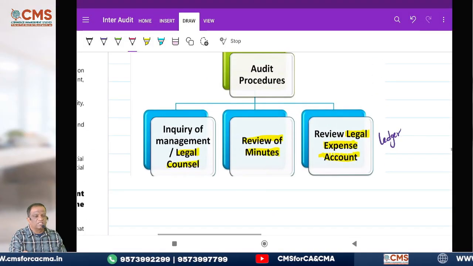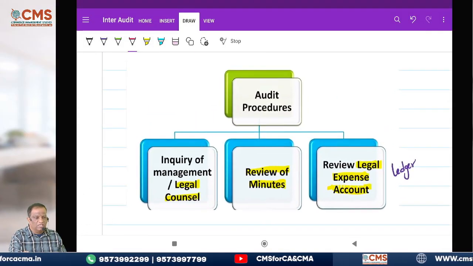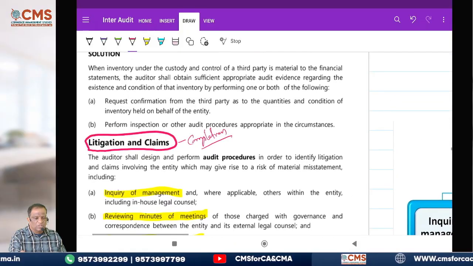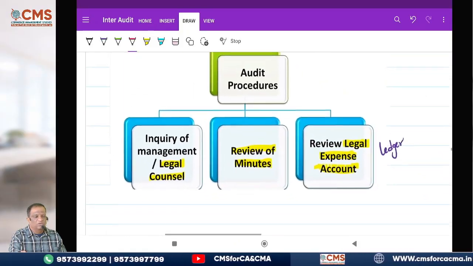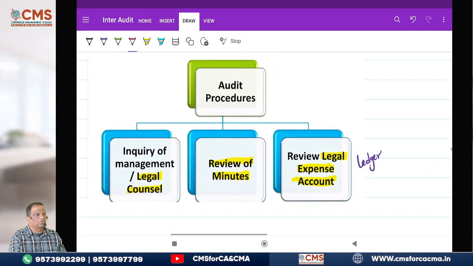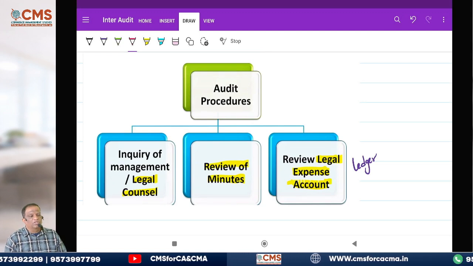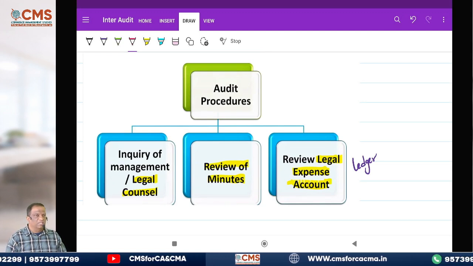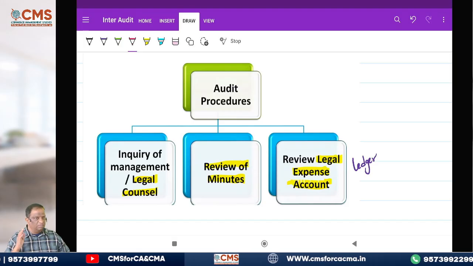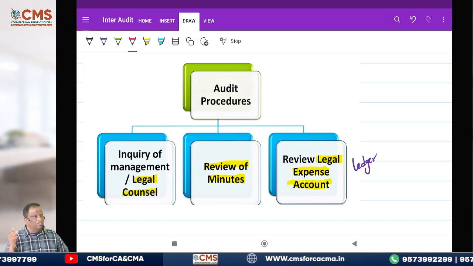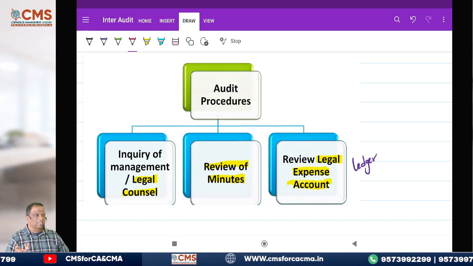Then with regard to the second item, legality. So, legal litigations and claims. For litigations and claims, what are the three audit procedures of the auditor? Since I want to ensure completeness, how do I know what are all the legal cases filed on the company? Somebody would have filed a case in Assam, somebody would have filed a case in Punjab. How do I know? Where is the database? How do I get it?